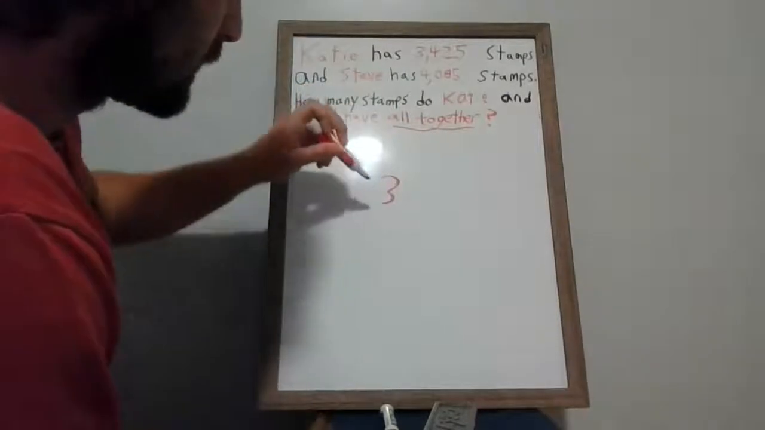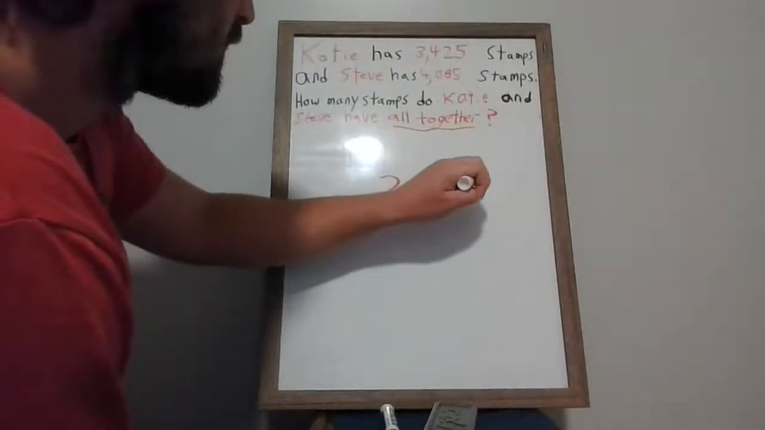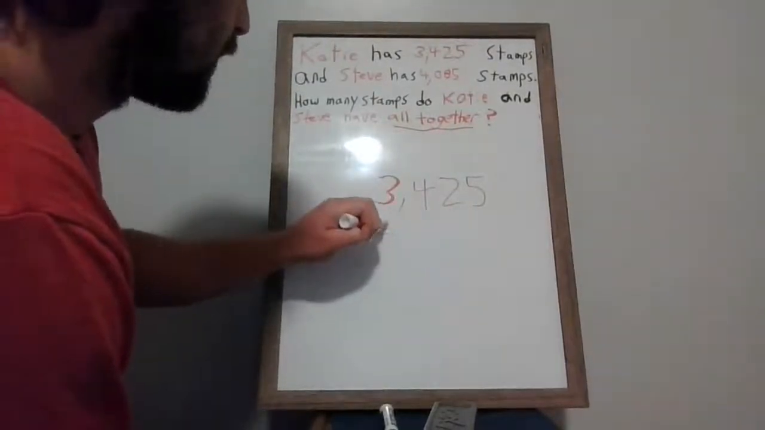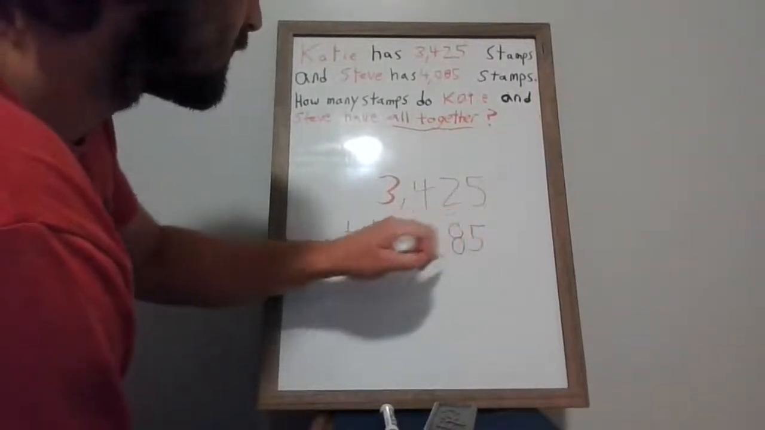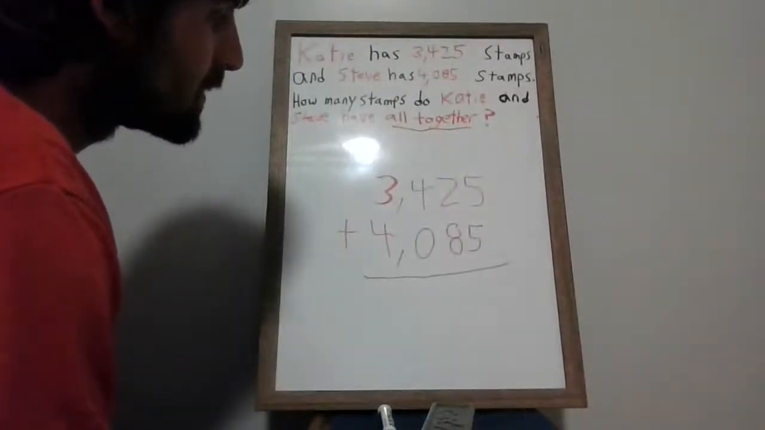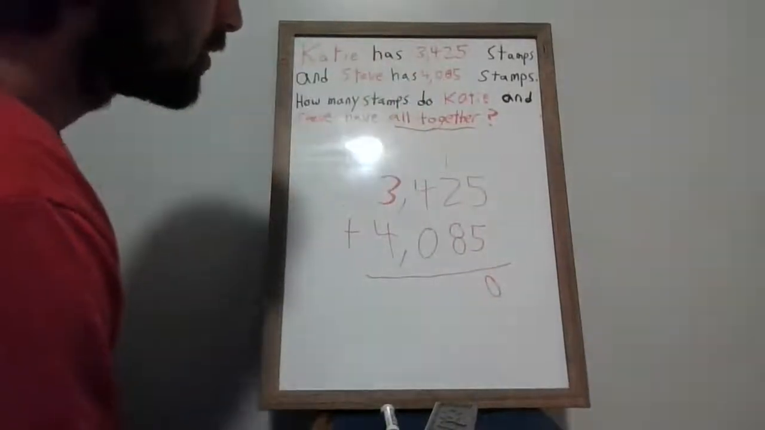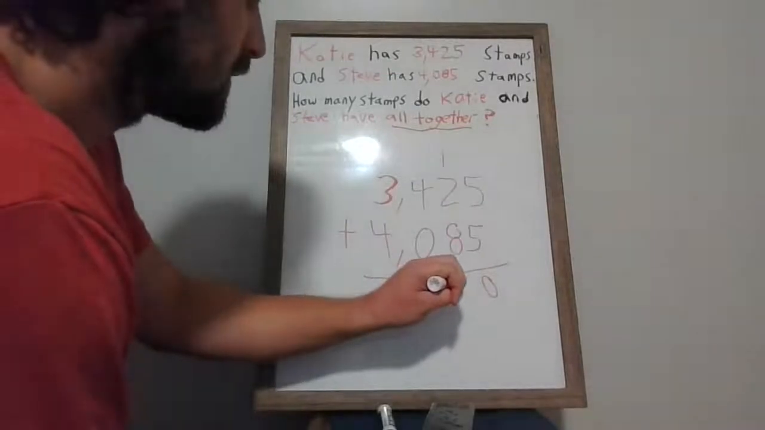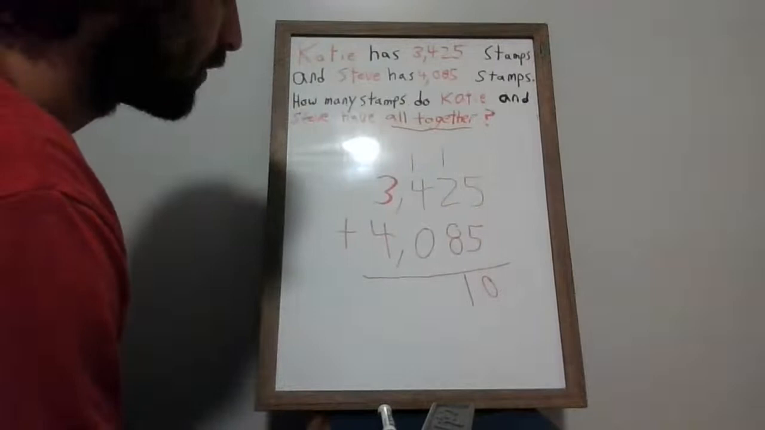So 3,425 plus 4,085. Okay, so 5 plus 5 is 10. So 0 in the ones place. We're going to carry the 1 over. 2 plus 8 is 10, plus the one that we carried over is 11. So I'm going to put a 1 in the tens place. I'm going to carry the other one, number 11, over.